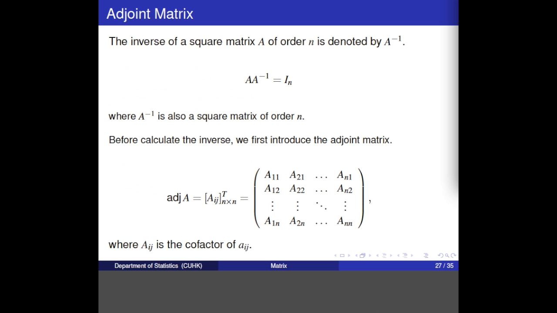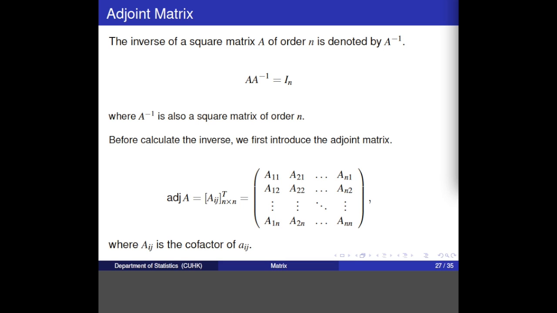Inverse. The inverse of a square matrix A of order n is denoted by this symbol. A times A inverse is equal to an identity matrix of order n, where the inverse of A is also a square matrix of order n.